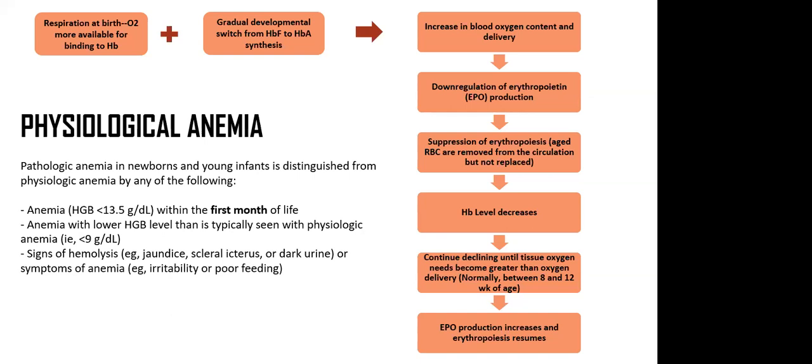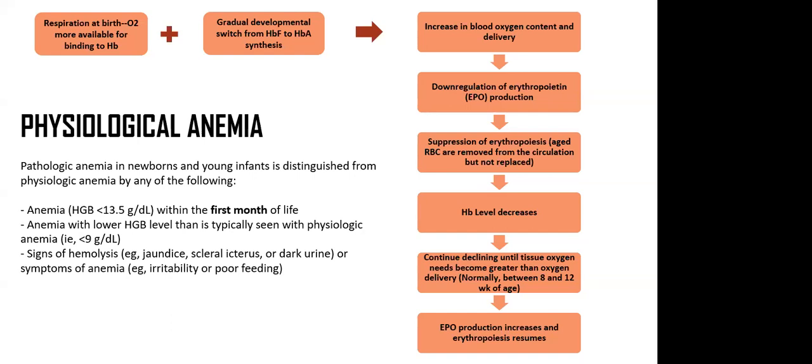The hemoglobin concentration continues to decrease until the tissue oxygen needs are greater than the oxygen delivery. Normally, this point is reached at the nadir point that I explained earlier. As hypoxia is detected by the renal or hepatic oxygen sensor, erythropoietin production increases, erythropoiesis resumes, and the hemoglobin level rises again. As it is physiological, it usually does not require any extensive evaluation or treatment.